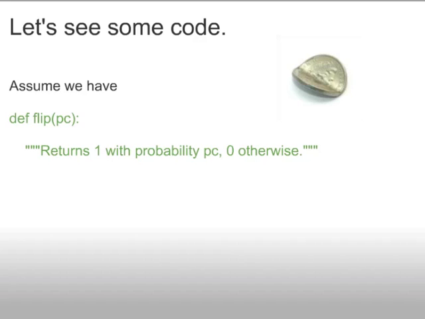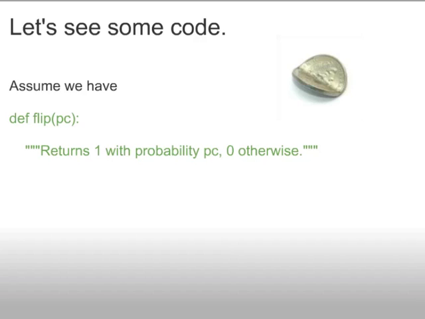So the first function I'm going to use is called flip, and it's going to take PC as the parameter. So for any given student, let's say that they have a PC of 50%. This is going to flip a coin, and it's going to return the value 1 with probability PC and 0 otherwise. So you can think of that as being a single question on the exam, and it's returning the number of correct questions.